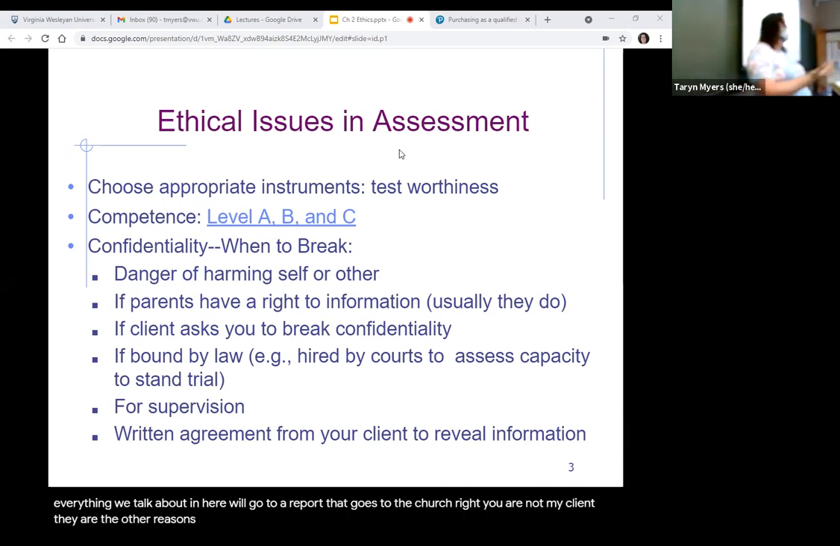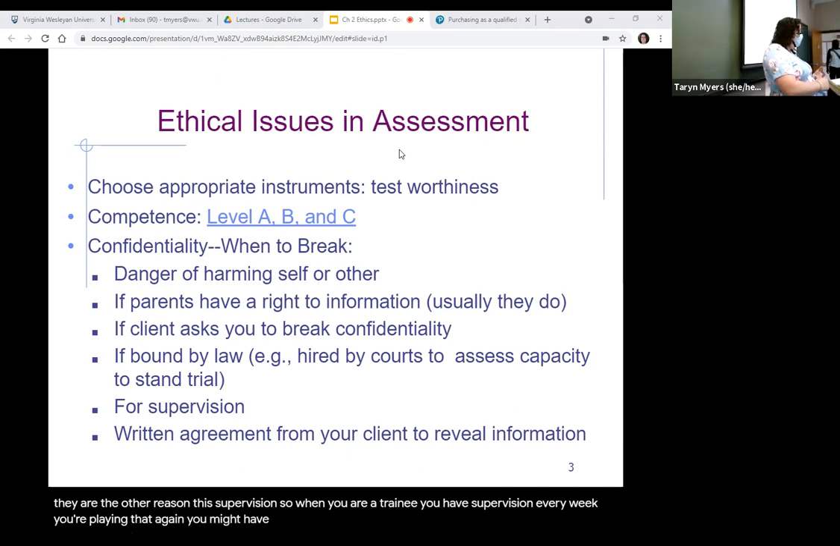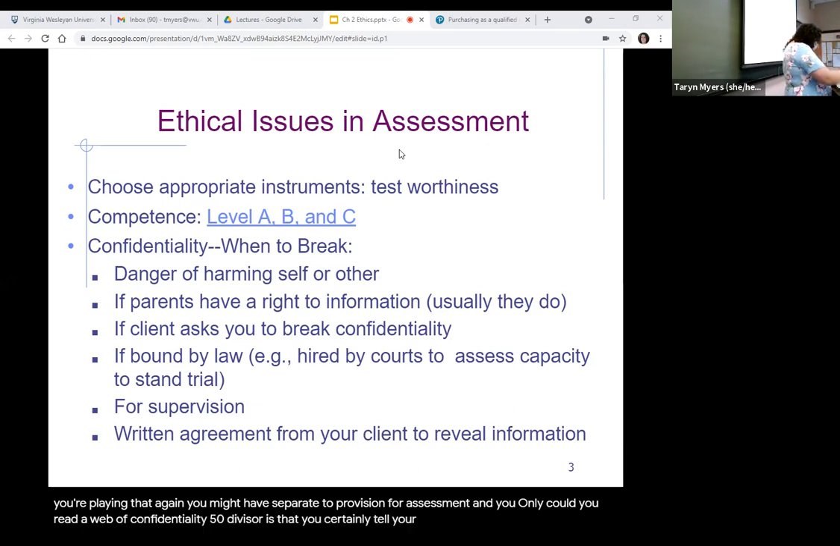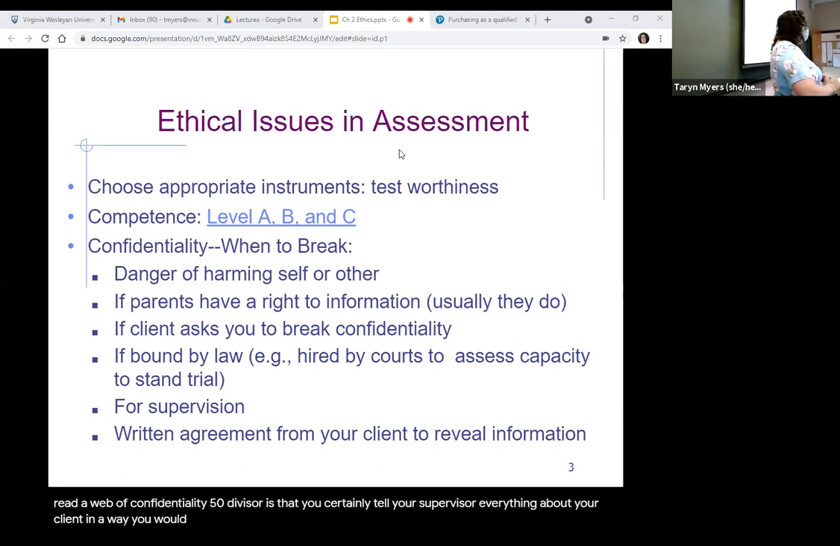The other reason is supervision. So when you are a trainee, you have supervision every week on your clients. And again, you might have separate supervision for assessment. And you are not technically breaking confidentiality because you're in a web of confidentiality with your supervisor, but you certainly tell your supervisor everything about your client in a way you would never tell anybody else.